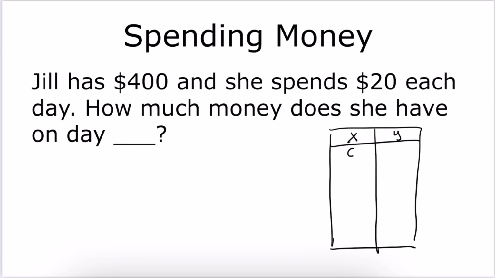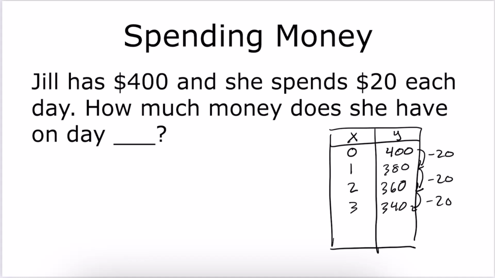So on day 0, we have $400. On day 1, if she's spent $20, we would subtract 20, which tells us that she has $380. On day 2, we would subtract 20 again, which would give us $360. On day 3, we would subtract 20 again, which would give $340, and so on and so forth.